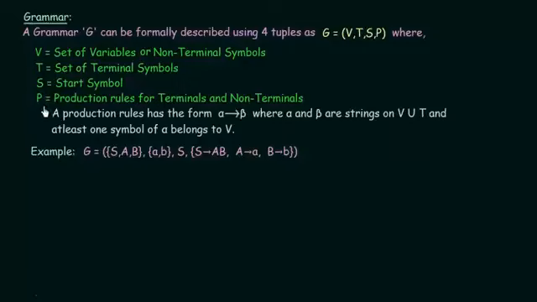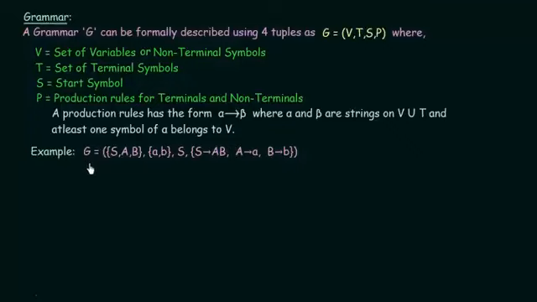P is a production rule. A production rule has the form alpha tends to beta, or alpha gives beta, where alpha and beta are strings on V union T. That means they can belong to the set of non-terminal symbols and terminal symbols, and at least one symbol of alpha belongs to V, which is the set of non-terminal symbols. Don't worry, even if it is a bit confusing, it will become clear when we take the example.